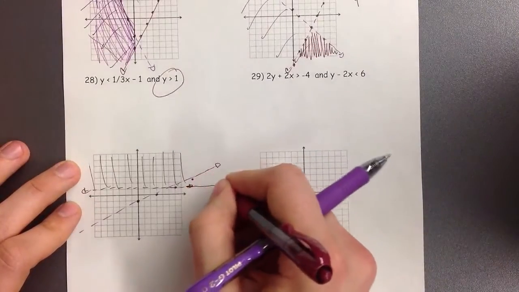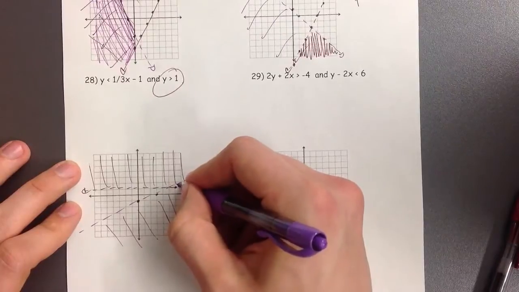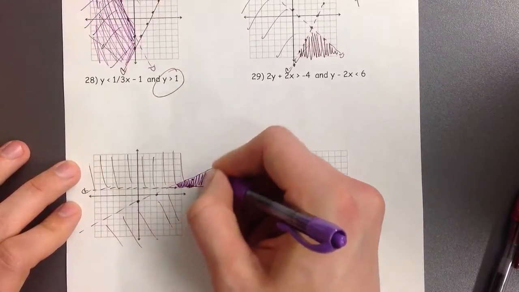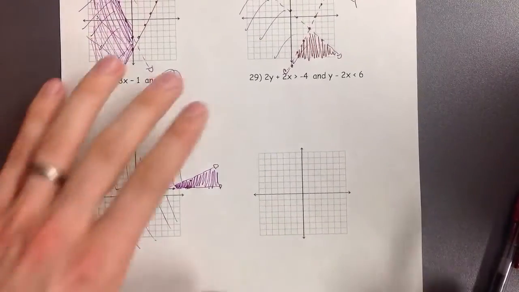This one is actually shaded right in here. We want to be less than this purple line. So below the purple line, above the maroon line, it's going to be that area right in there. We just simply ran out of graph.